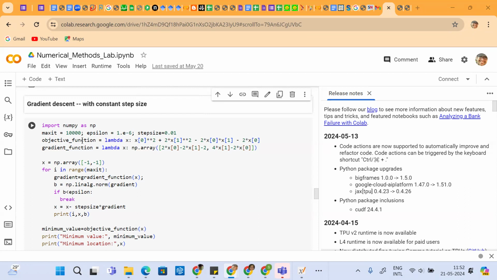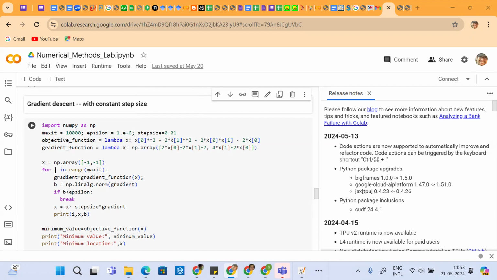What is my objective function? This is f of x comma y. You see the lambda x I have defined. X is a vector. X of 0 means it's x, X of 1 means it's y. Check it is your same function. Now the gradient function, I gave Python what the gradient function is. You just take the gradient and you will get this function. This is the gradient.